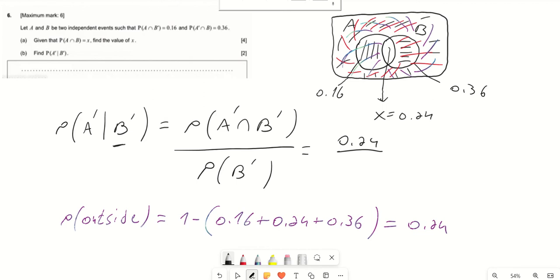And now I need the probability of B prime, so everything that is not B. Everything that is not B, it's the outside, so it's 0.24, but it's also 0.16. This is everything that is not B. This is B prime. And now we just have to do the division here, and I'm using the calculator, to get that this is 0.6. So this is the answer for B.